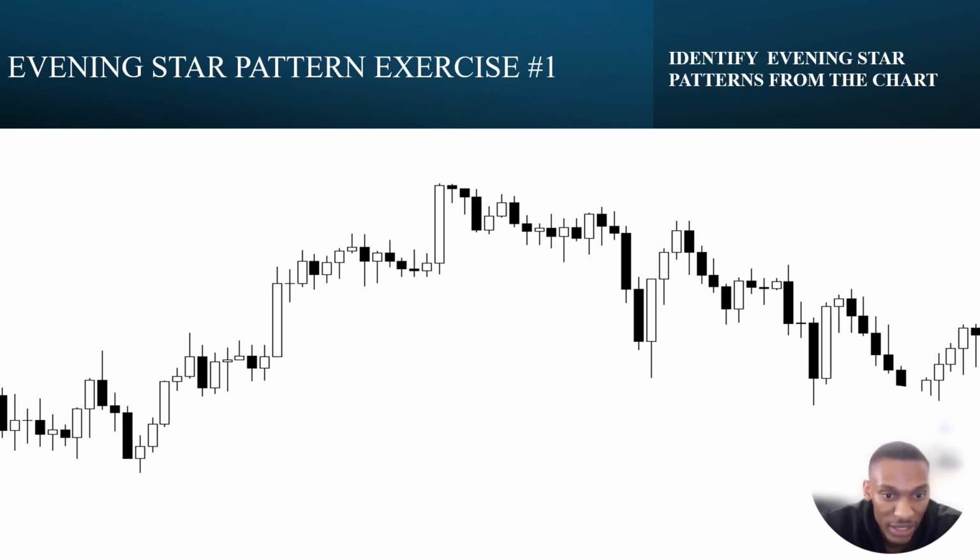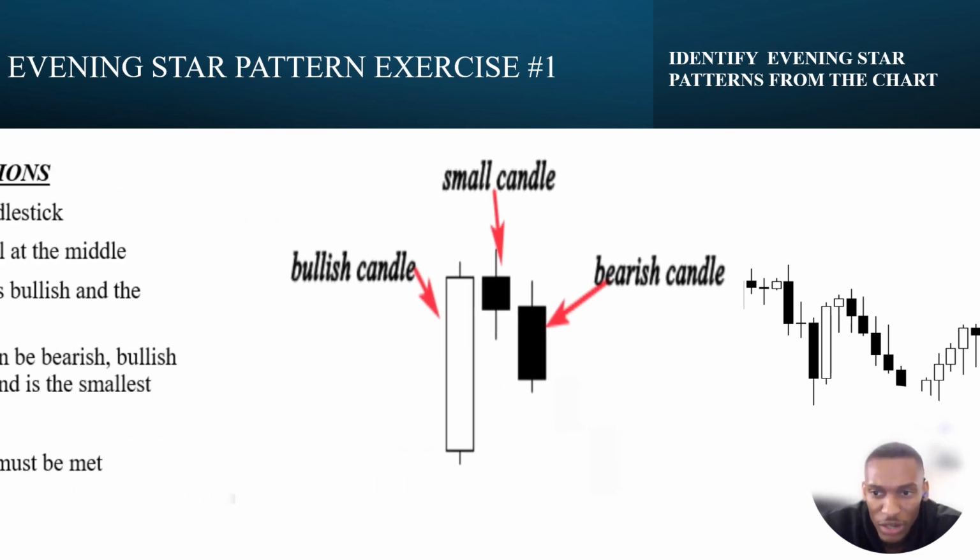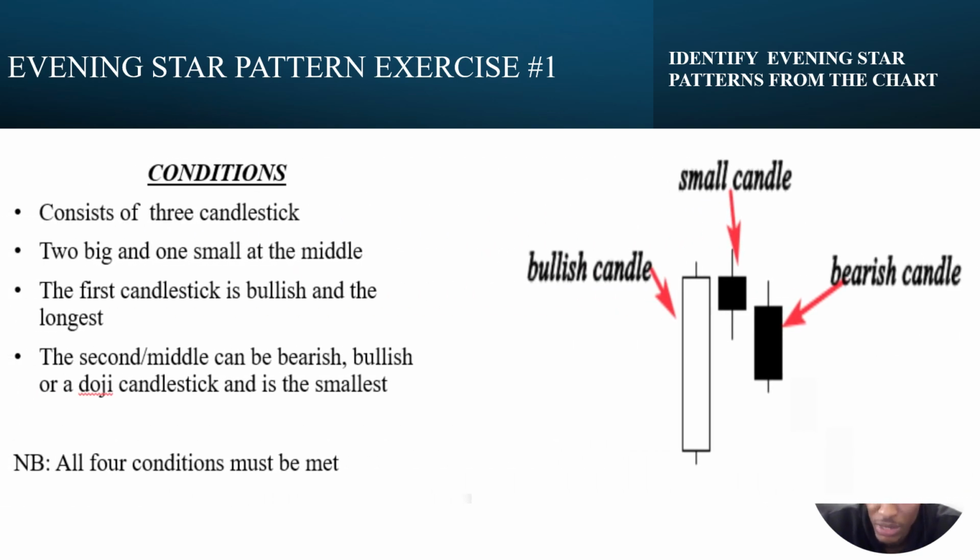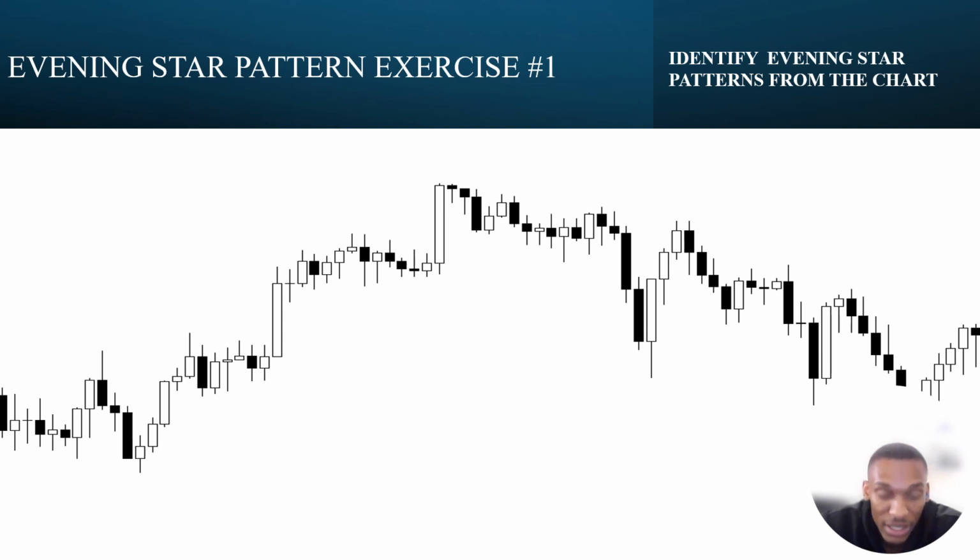Okay, let's do an exercise here. I want you guys to identify an evening star pattern from this chart. Think of the conditions and remember where to look. You must know where to look. So the conditions: 1, it consists of 3 candlesticks, 2 big and 1 small at the middle. The first candlestick is bullish and is the longest. The second or the middle candlestick can be bullish, bearish, or a doji candlestick. All of these 4 conditions must be met.